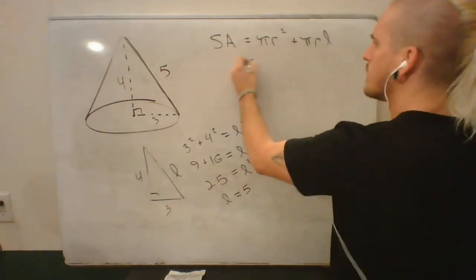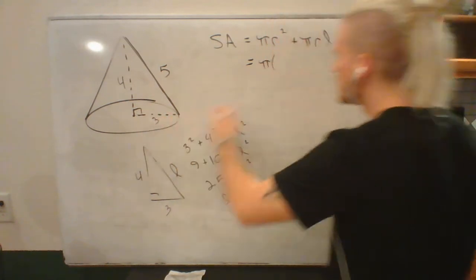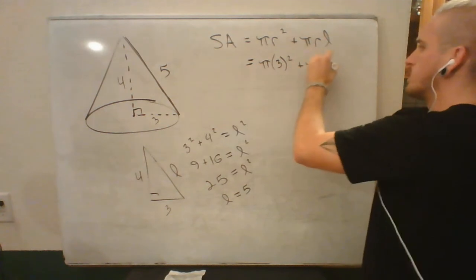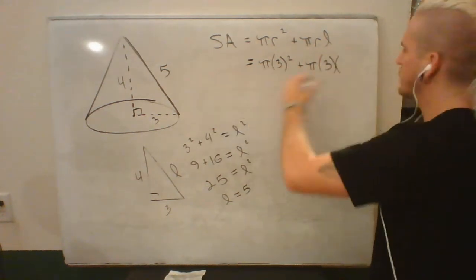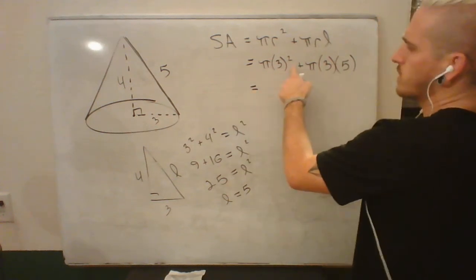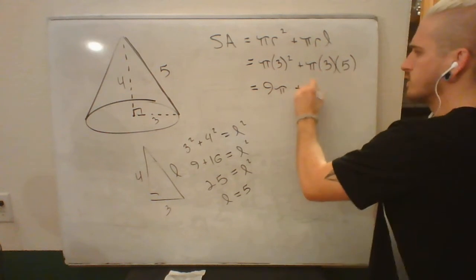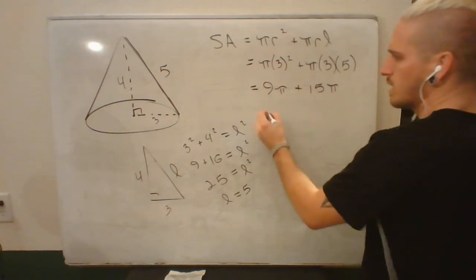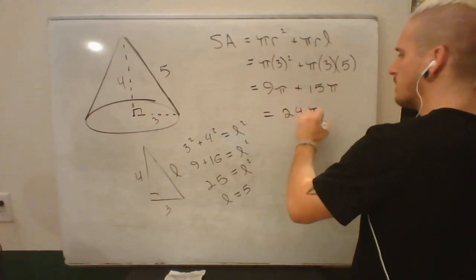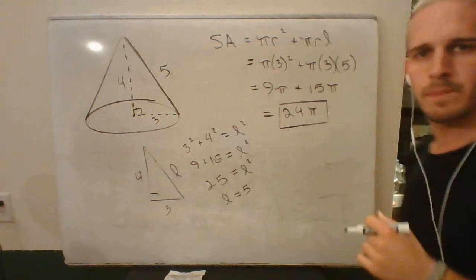So let's see. Pi times the radius. Well, the radius of the circle is 3, so 3 squared times pi. Again, the radius is 3. The slant height we figured out is 5. 3 squared is 9, so that's 9 pi. 3 times 5 is 15 pi. 9 pi plus 15 pi is 24 pi. All right, so here we go. The surface area is 24 pi.